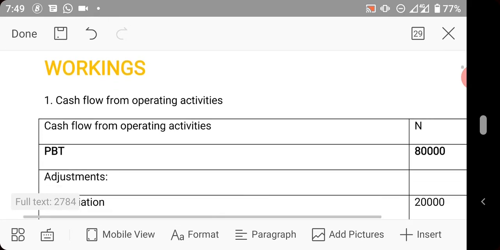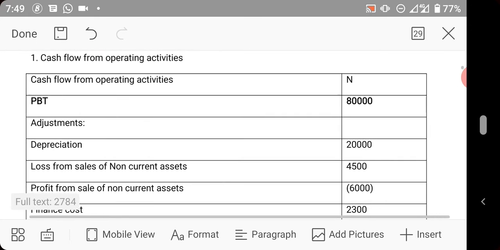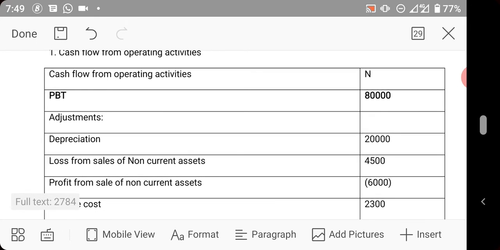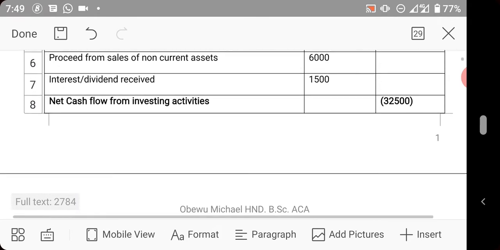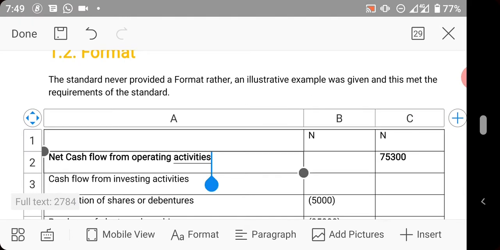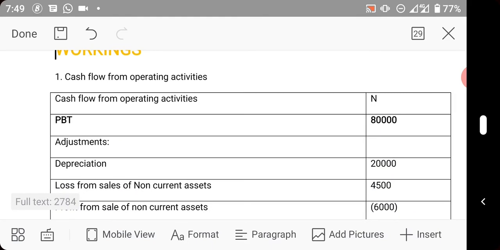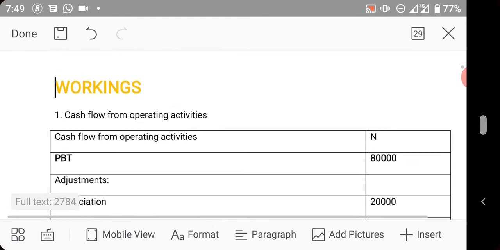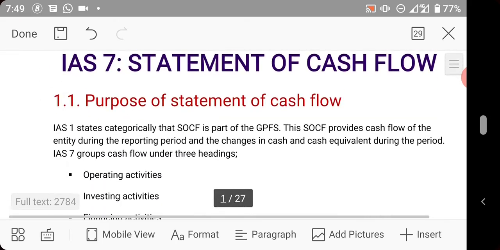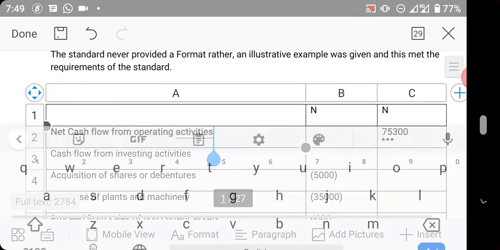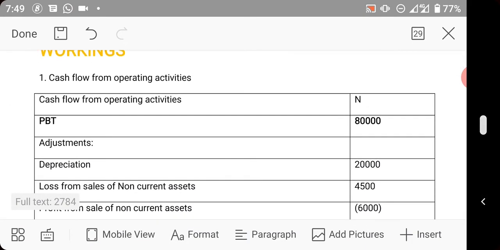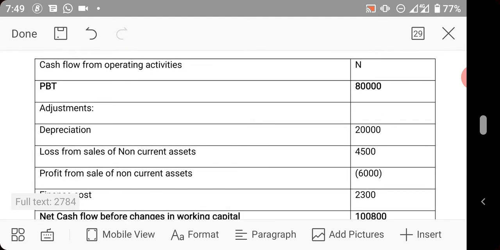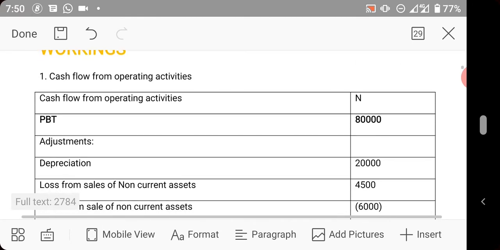Cash flow from operating activities. We have cash from operating activities, we have PBT. Now, remember, when we look at the format of cash flow, they gave us only one figure for cash from operating activities, which is this. So at this point, we are going to look at how you can calculate and ascertain your cash from operating activities. So this is another format using the indirect method.